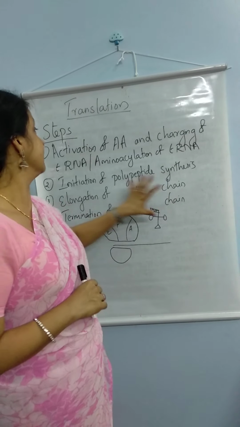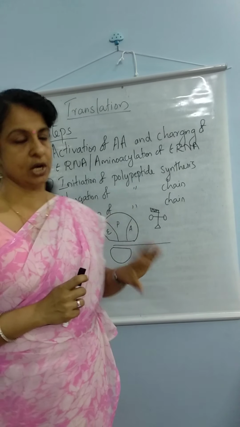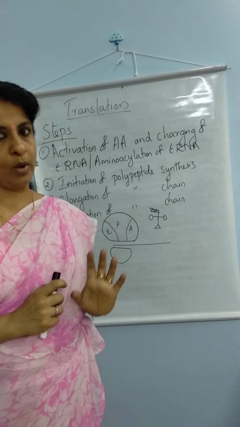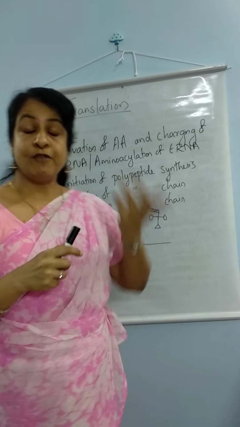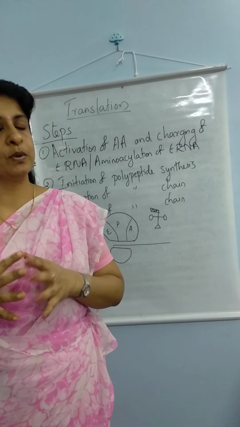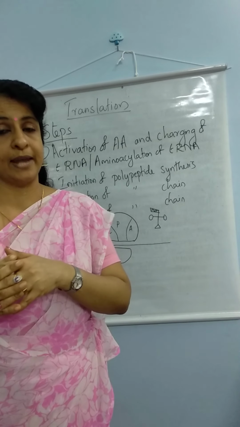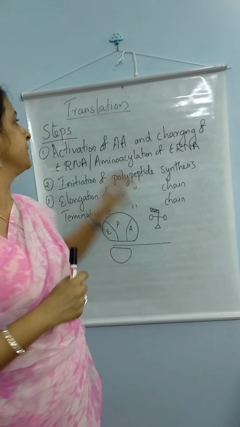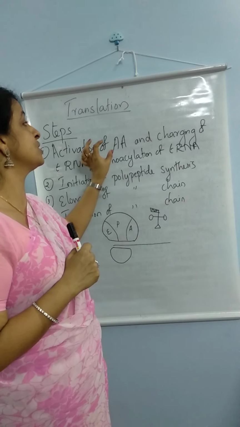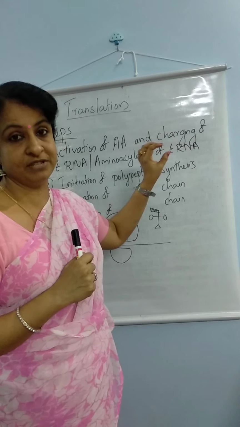Okay, so these are the 4 steps in translation. We will study them one by one. Now, we have already discussed that this translation process happens, in the case of eukaryotes, in the cytoplasm of the cell. The first step is called the activation of amino acid and charging of tRNA.